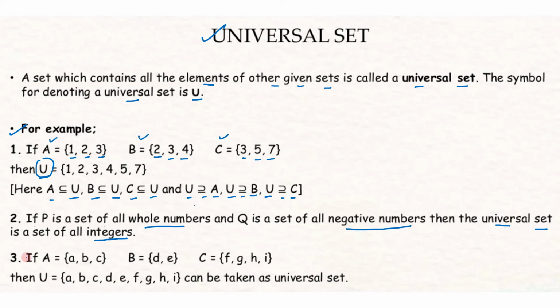Let us take another example where we are having a set A with elements A, B and C. We are having set B with elements D and E, and we are having set C with elements F, G, H and I. So what will be the universal set in this case? It will have elements A, B, C, D, E, F, G, H and I, which means the elements of all three sets which we have considered.